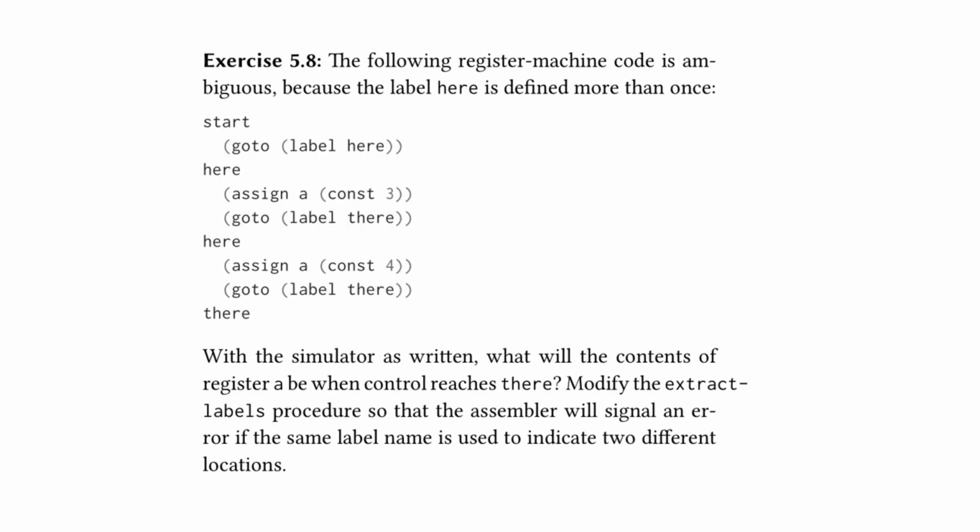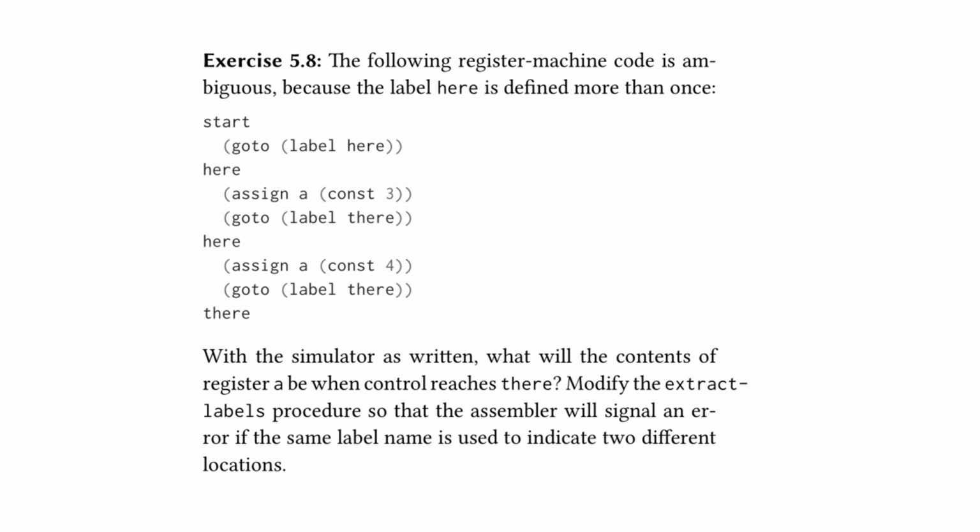Exercise 5.8 states: the following register machine code is ambiguous because the label here is defined more than once. So you can see here we have 4 labels, 3 unique labels: start, here, here, and there. In the first here, we're assigning the constant 3 to the register a. In the second here, we're assigning the constant 4 to register a. With the simulator as written, what will the contents of register a be when the control reaches there? Modify the extract-labels procedure so that the assembler will signal an error if the same label name is used to indicate two different locations.